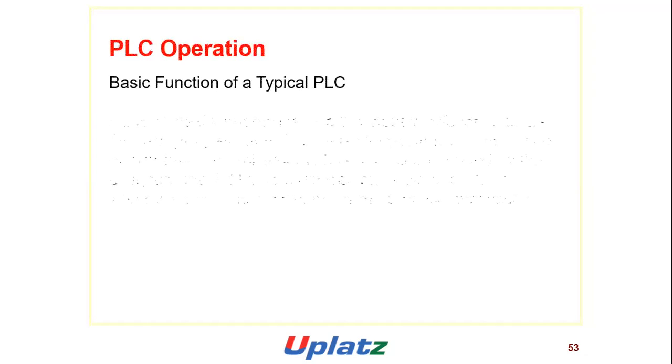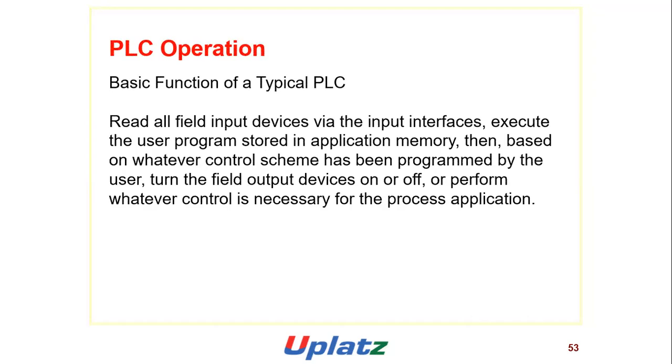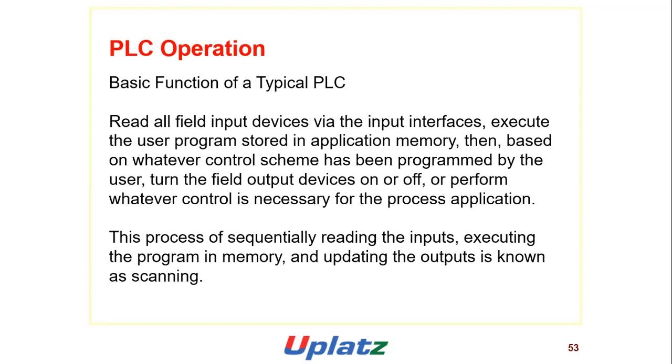PLC operation, basics of PLC: read all the PLC input devices via the input interface, execute the user program stored in application memory, then, based on whatever control scheme has been programmed by the user, turn the field output devices on or off, or perform whatever control is necessary for the process application. This process of sequentially reading the inputs, executing the program in memory, and updating the outputs is known as scanning.